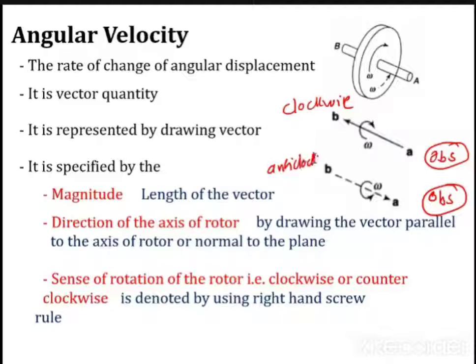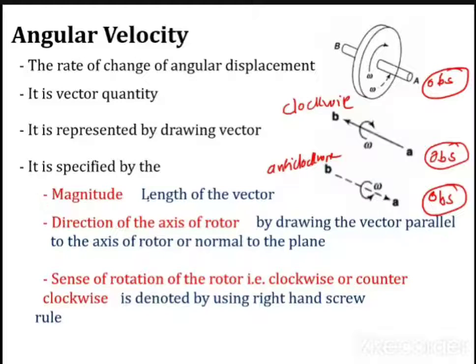I have drawn this vector diagram and I have assumed that the observer is at this end. Looking from the observer end, if the disk is rotating clockwise, you can represent the arrow away from the observer. If the disk is rotating anti-clockwise, you can represent the arrow towards the observer. This is how. So this is the third case.